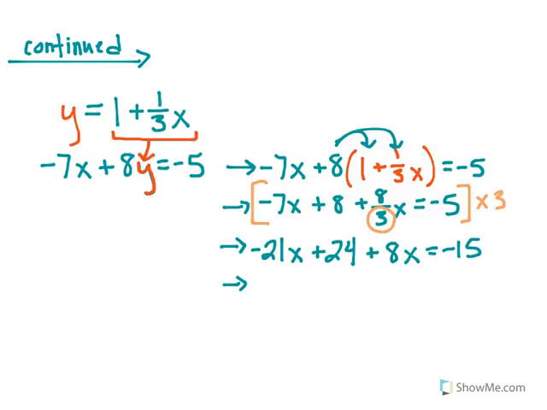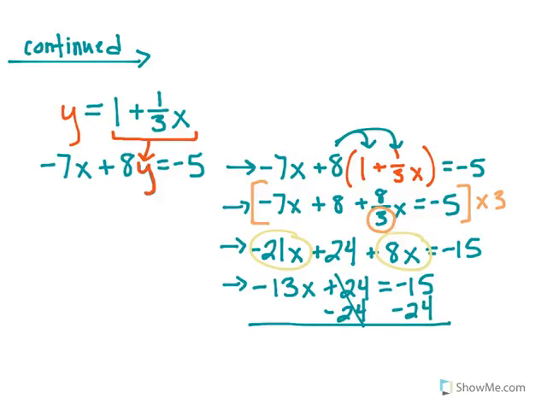So I've got an x term here and here. So negative 21 and a positive 8 is 13. And that's negative, because the 21 is bigger than 8 and it's negative. Plus 24 equals negative 15. Okay, there are no more x's to combine on the left-hand side, and there's nothing to combine with the 24 on this side, so I can finally move him over.